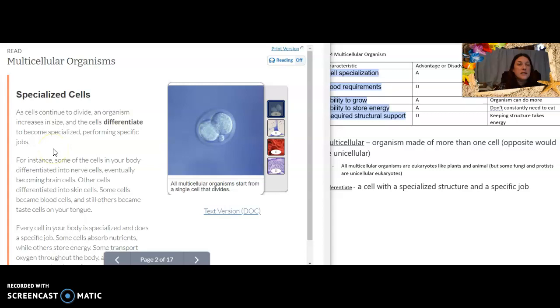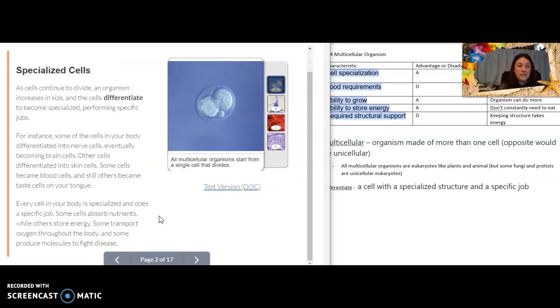Specialized cells. As cells continue to divide, an organism increases in size, and the cells differentiate to become specialized, performing specific jobs. For instance, some of the cells in your body differentiated into nerve cells, eventually becoming brain cells. Other cells differentiated into skin cells. Some cells become blood cells, and still others became taste cells on your tongue. Every cell in your body is specialized and does a specific job. Some cells absorb nutrients while others store energy. Some transport oxygen throughout the body, and some produce molecules to fight disease. Let's take a look at the pictures.